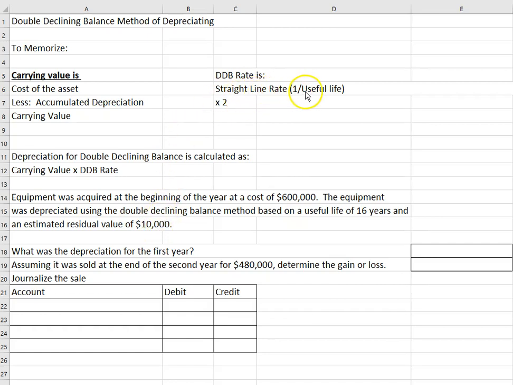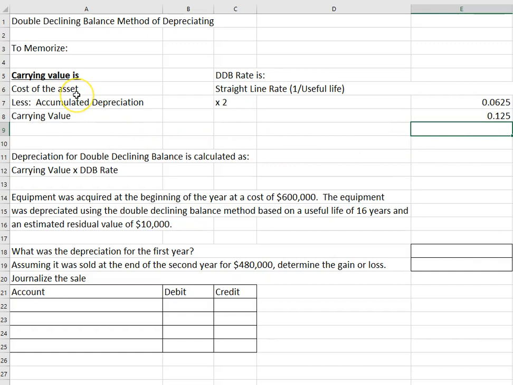So the straight line rate would be 1 divided by the useful life. So you would have said 1 divided by 16. That would have been your straight line method. We double that, so we just multiply that by 2, and our rate will be 0.125 or 12.5%. That will be the rate that you'll use for the entire problem.